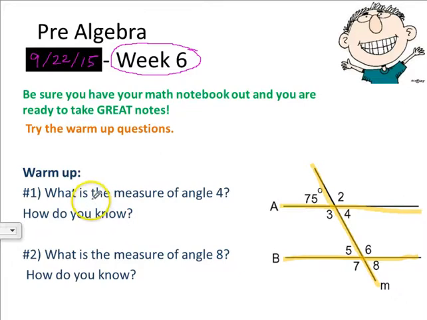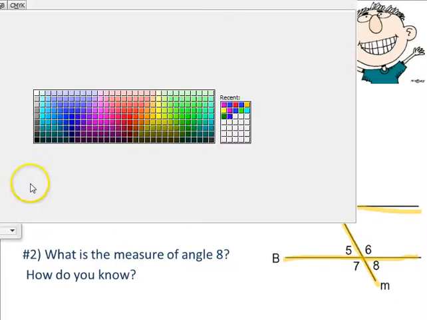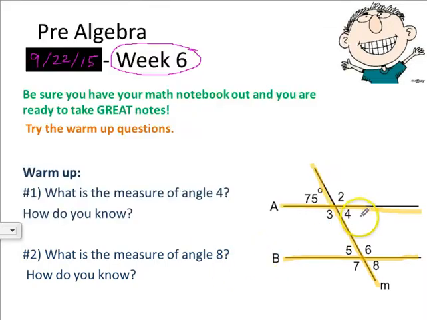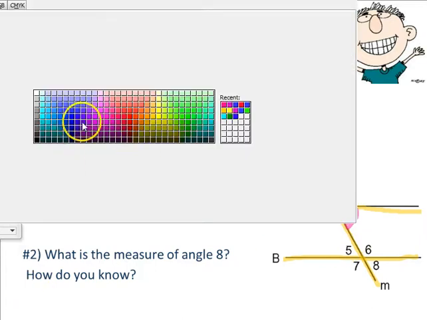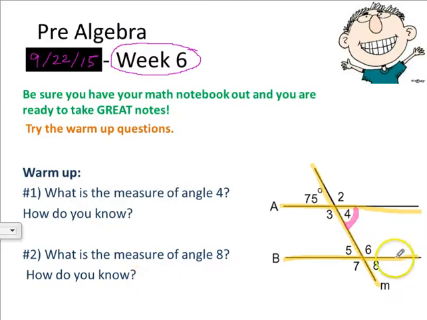And you need to first find the measurement of angle 4. So you are going to use what you know about the patterns that occur to find the measurement of angle 4 for number 1. And then you're also going to find the missing measurement of angle 8. So go ahead and make sure you've got your math notebook out, and I'd like you to try these two problems in your math notebook. Go ahead and click pause, and then when you're ready to check your work with mine, go ahead and click play.